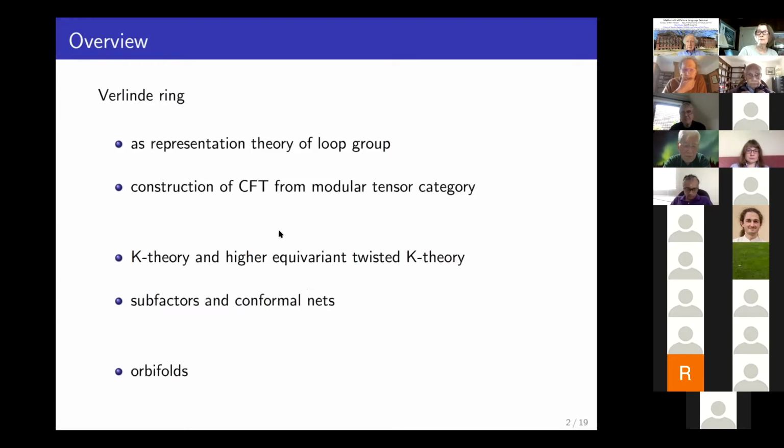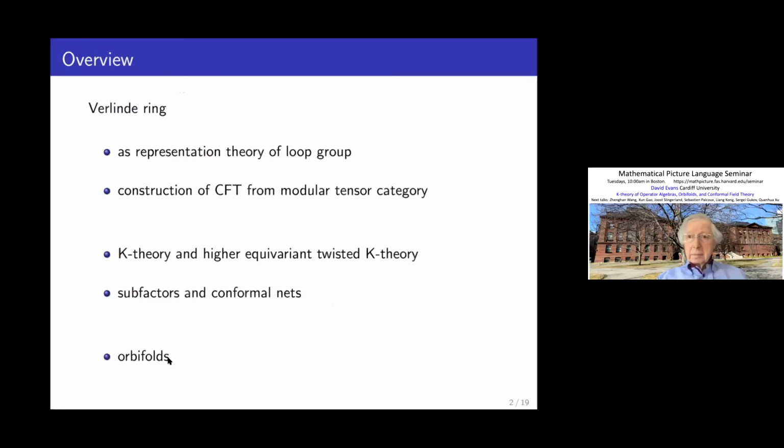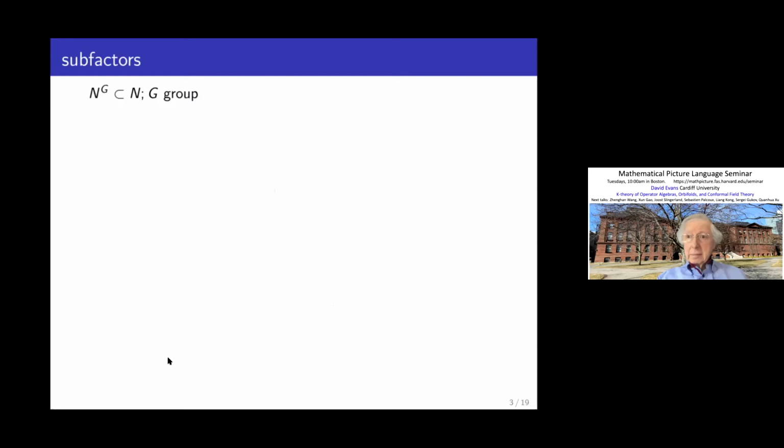So this involves trying to go beyond thinking of the Verlinde ring as just the representation theory of loop groups and similar classical objects, and trying to find more exotic conformal field theories from structures like the Haagerup subfactor. One of the key ideas, at least for me, is this notion of orbifold, which I want to emphasize throughout. So I'll start with a quick summary of subfactor theory.